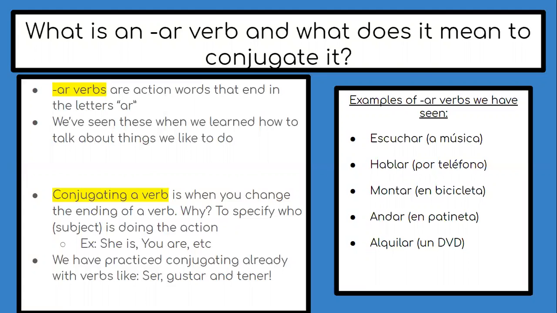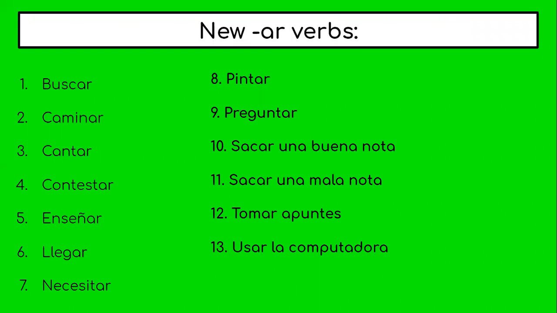On the right, you'll see some examples of AR verbs that we saw during the gustar unit. For example, escuchar, hablar, montar, andar, alquilar, and there were a bunch of others in that packet as well. Before we get started on how to conjugate an AR verb, I want to introduce you to some new AR verbs that are in this unit.